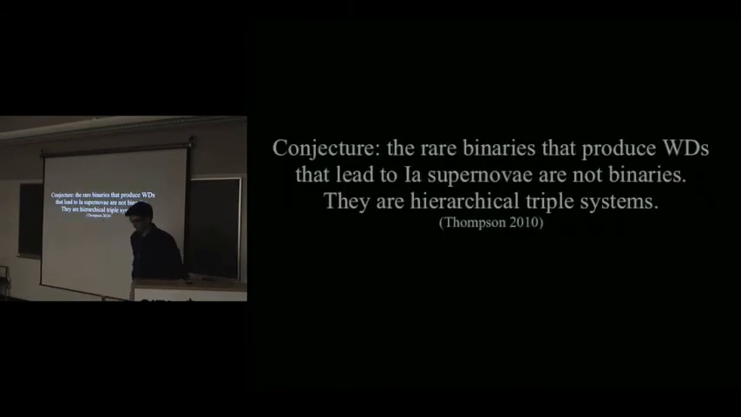And I'm going to start with talking about 1A supernovae. And specifically, I'm going to talk about the conjecture, I would say, that the rare binaries that produce white dwarfs that lead to 1A supernovae are not binaries at all. Maybe they're all triple systems, every single one of them.